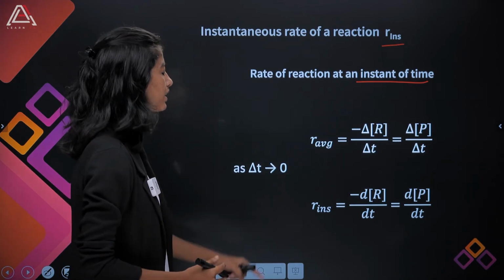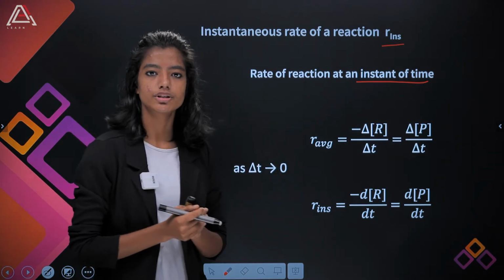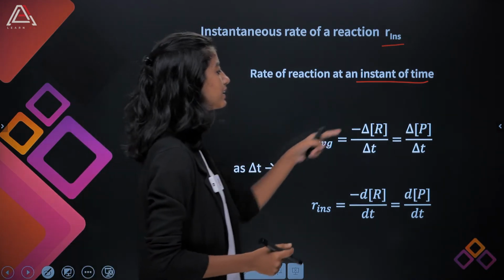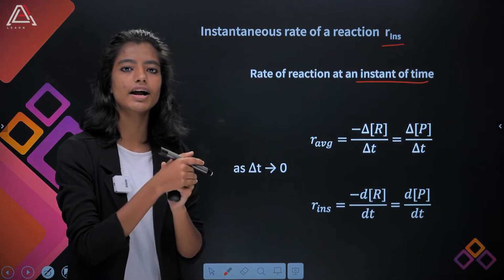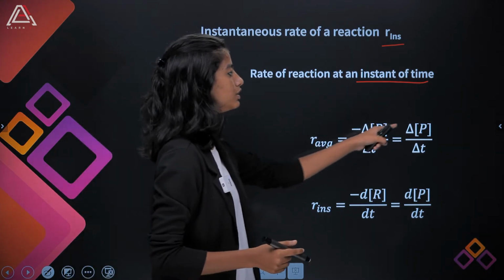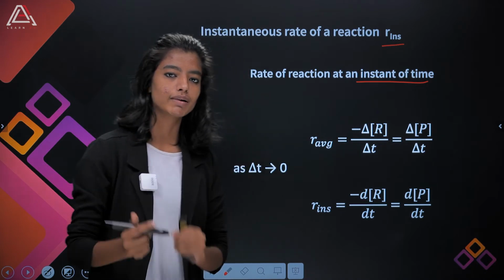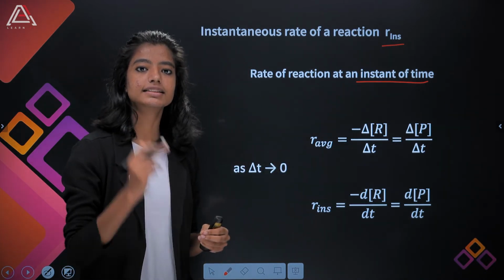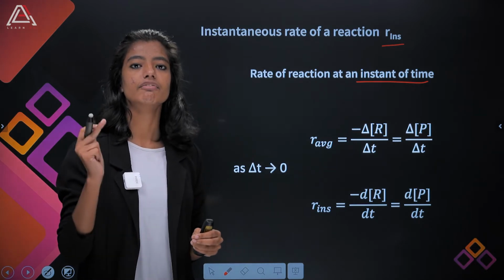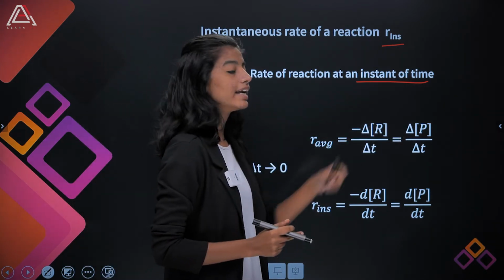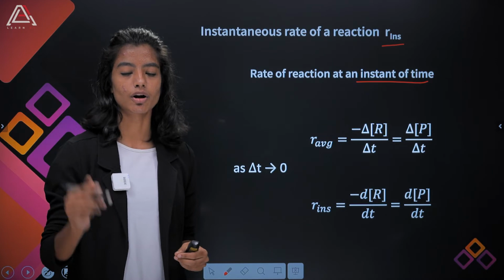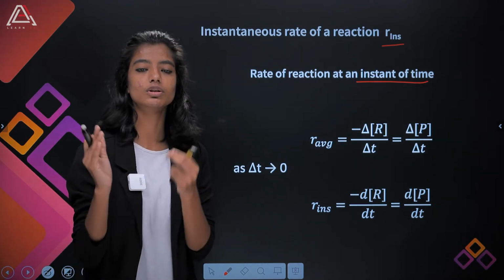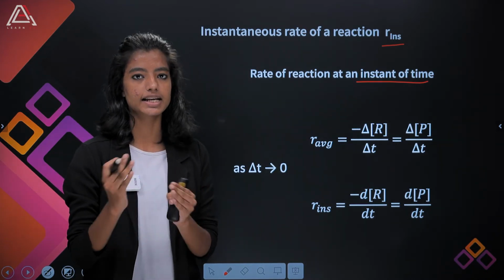So we have already learned about the average rate of a chemical reaction. It is minus delta concentration of R divided by delta T is equal to delta concentration of P divided by delta T, right? Yes, the decrease in concentration of reactant will be equal to increase in the concentration of product with the unit time. That was the average rate of the chemical reaction.